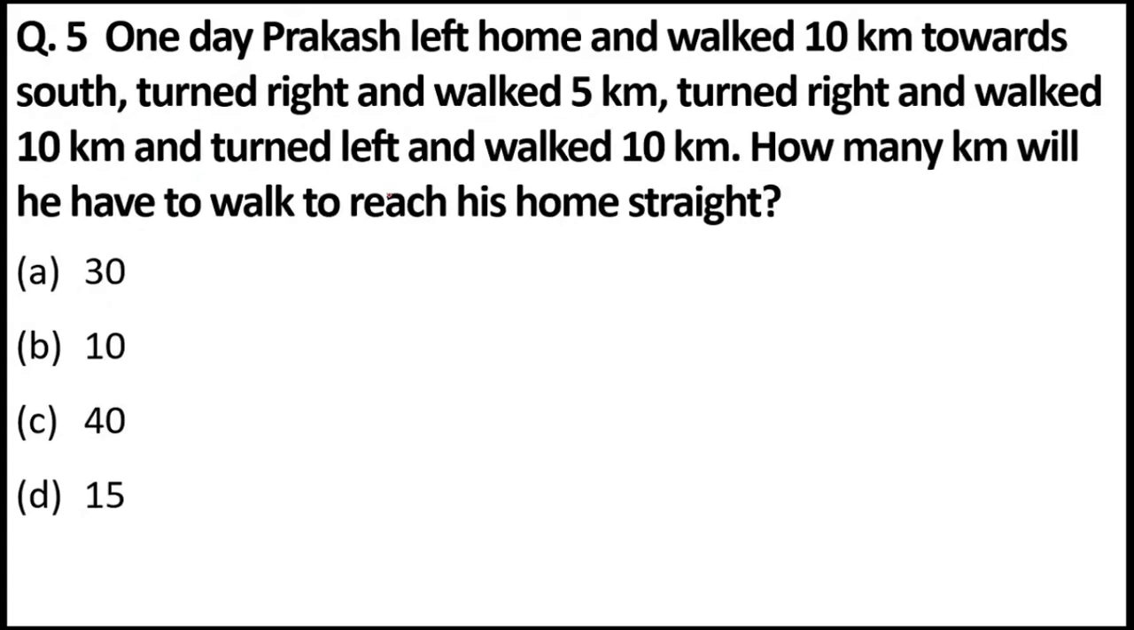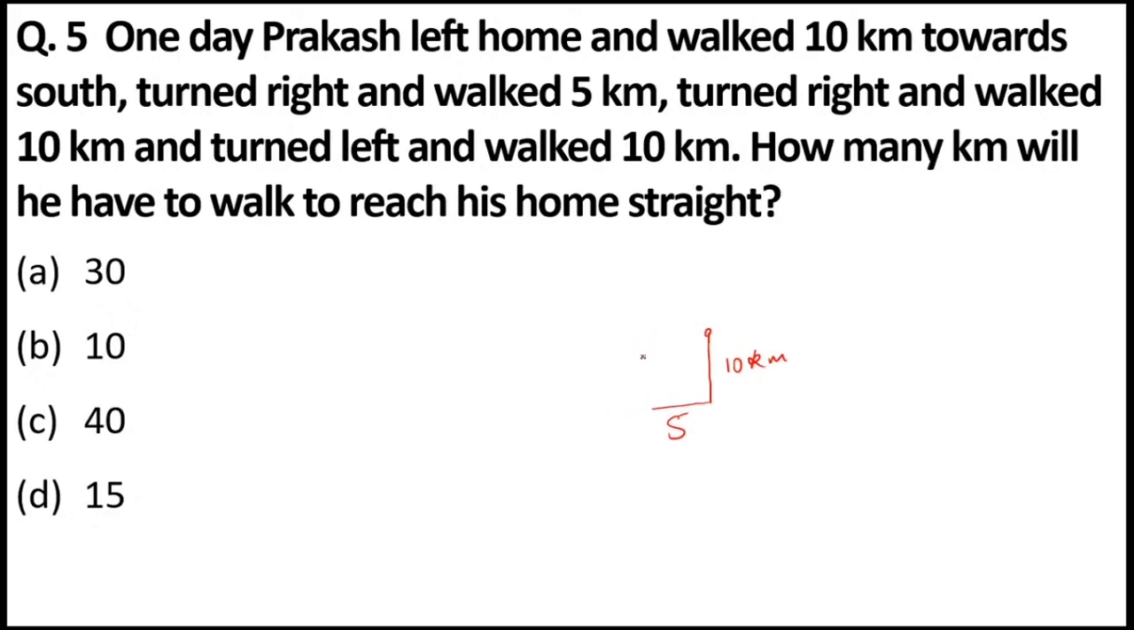Next is a direction question. Very simple, this is also. One day Prakash left home and walked towards south. So if you take this as the starting point, then he is moving towards south. This is 10 kilometers. Turned right. So if he turned right, because he's facing downward, his right is going to be this. He walked 5, and then here his face is this side. Okay, he turned right, so right will be this side.